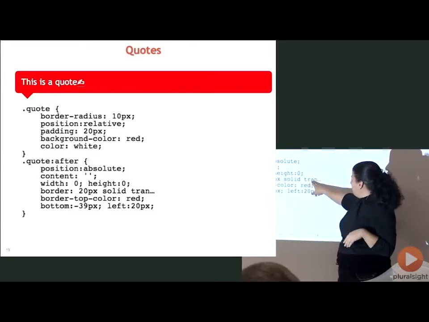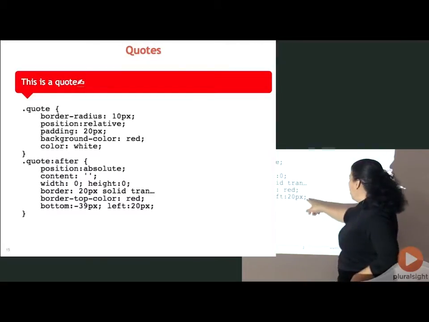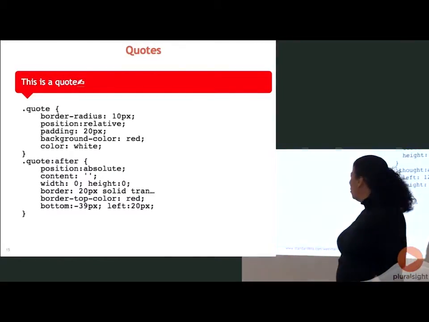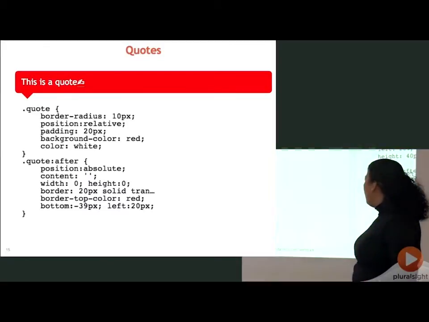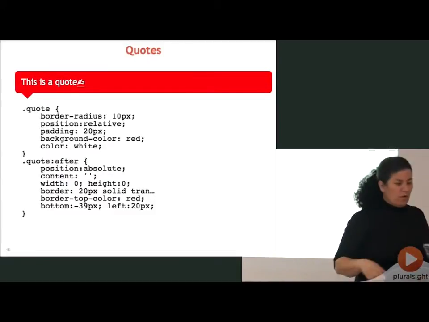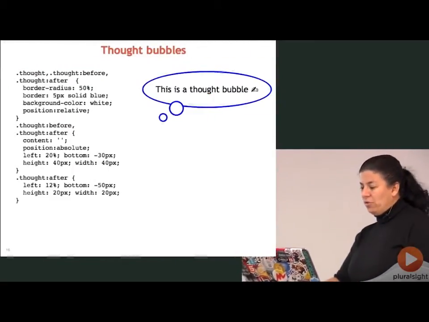Border 20 pixel solid transparent, border top color red. And that's why it's this way. If it was bottom, it would go that way. And then I moved it down to the bottom. So off from the bottom, it's 39 pixels, which is weird, and 20 pixels from the left. I have to try to remember why I came up with 39 pixels. So let's cover a few more, and then we'll do a little exercise.